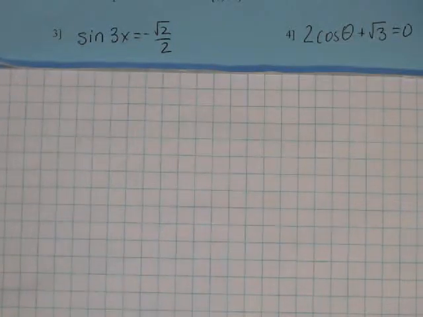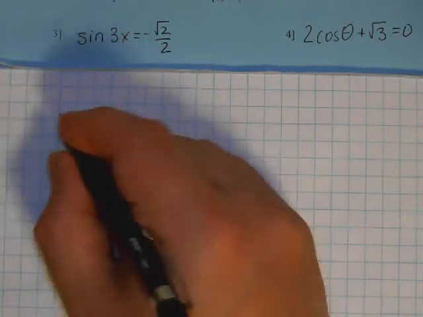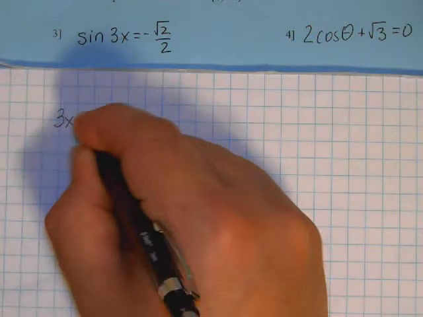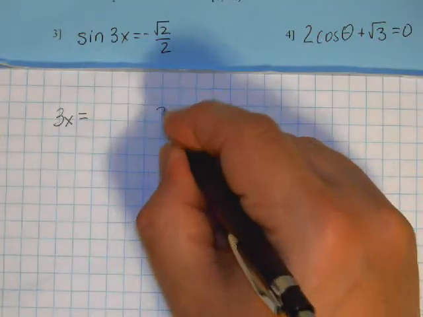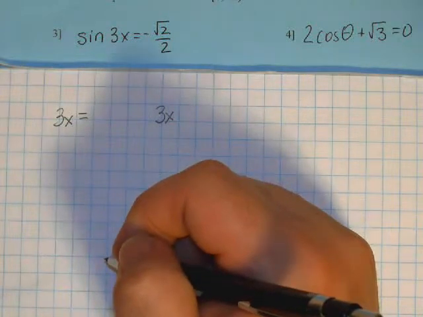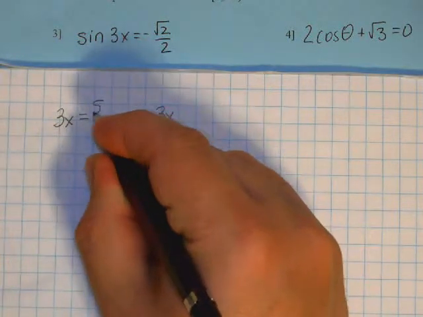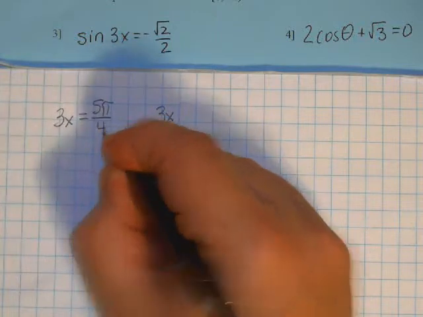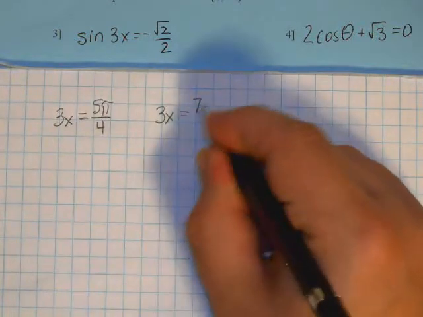Okay, number 3, the sine of 3x is equal to negative radical 2 over 2. So what we first can figure out, well, when on the unit circle is sine equal to negative radical 2 over 2? And we'll set that equal to 3x. So sine is equal to negative radical 2 over 2 at 5 pi over 4 and at 7 pi over 4.